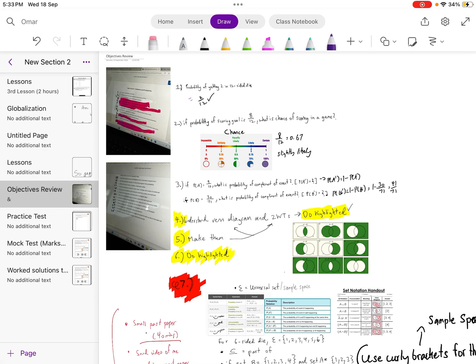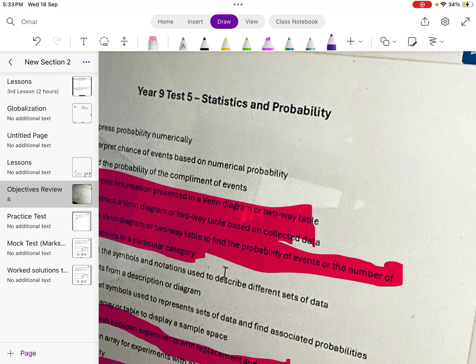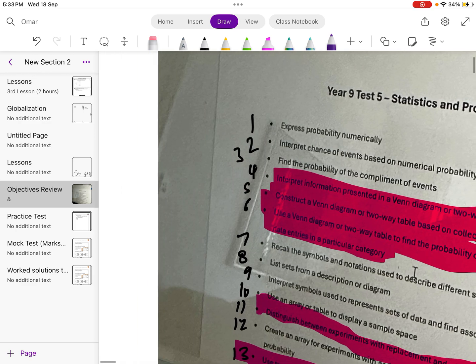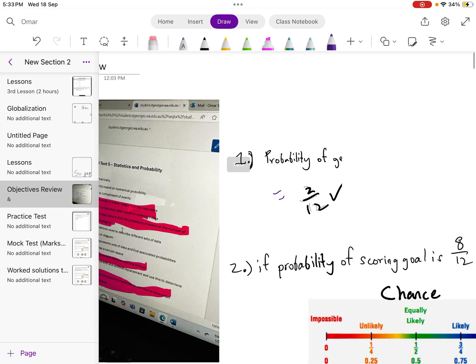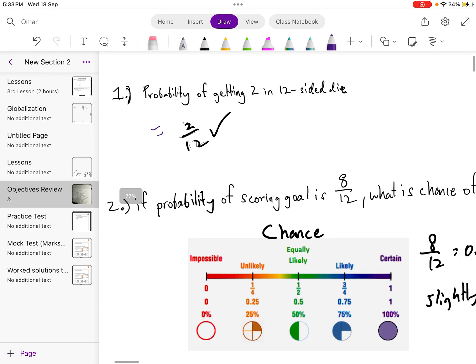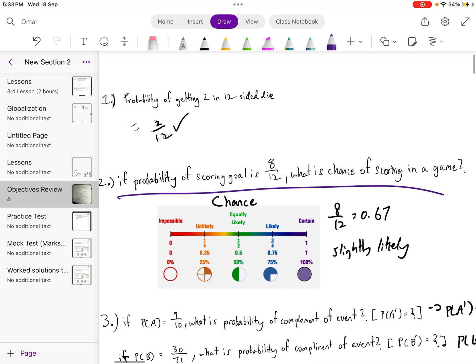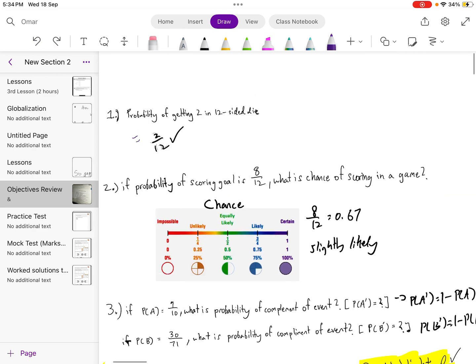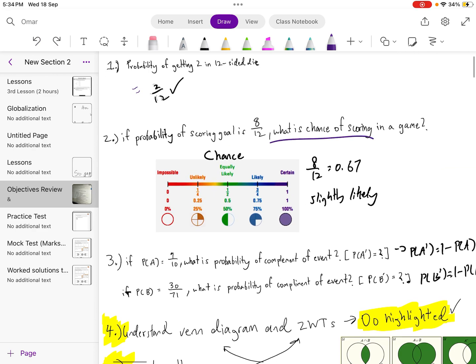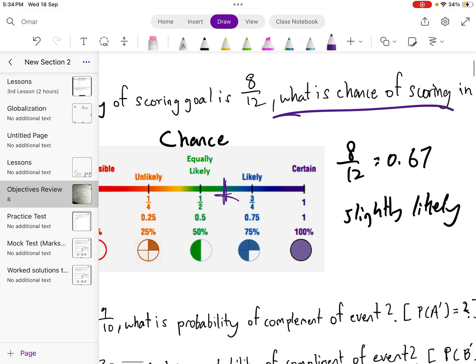Okay, let's start. Let's go through the objectives very quickly. For one, it's probably getting 2 on a 12-sided die, which is 2 out of 12. The second one is just to answer the question, which is 8 out of 12, which is 0.67. And it also asks about chance. For the chance, just go look at the scale. It's in between, so it's kind of likely, slightly likely.